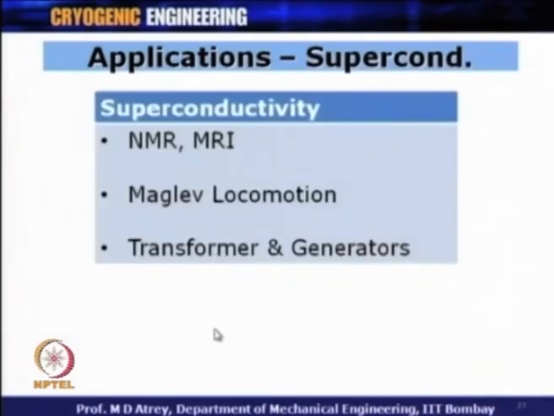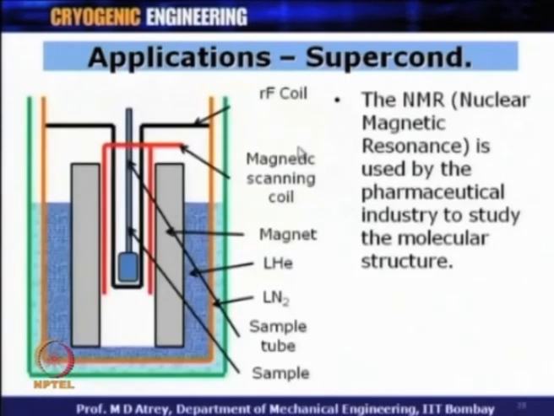The next biggest application is superconductivity. Superconductivity has various uses in NMR, MRI, magnetically levitated trains, transformers and generators. This is a very important aspect of cryogenics. In fact, superconductivity came into existence because of cryogenics, and it has important usage in various aspects, the important ones being NMR, or nuclear magnetic resonance, and MRI, which is magnetic resonance imaging, which you find in hospitals.